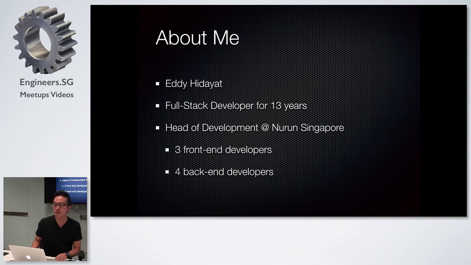Currently, I'm the head of development at Neuron Singapore. I have 3 front-end developers and 4 back-end developers in my team. It used to be 4 front-end developers. Where's Hui Jing? Is he here? No, she can't see. Hui Jing left.